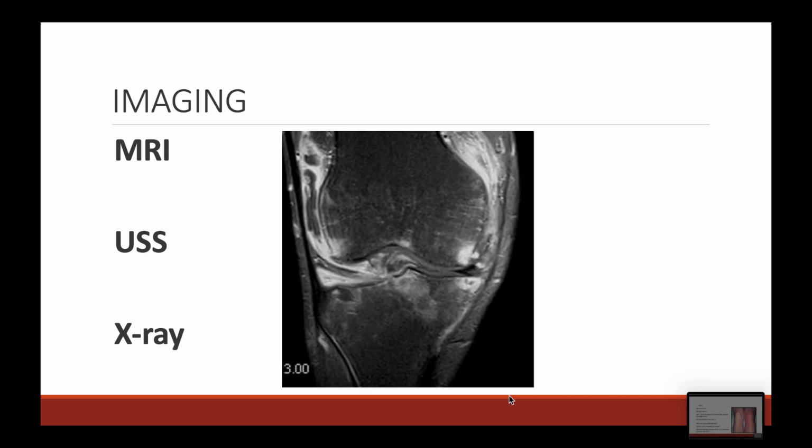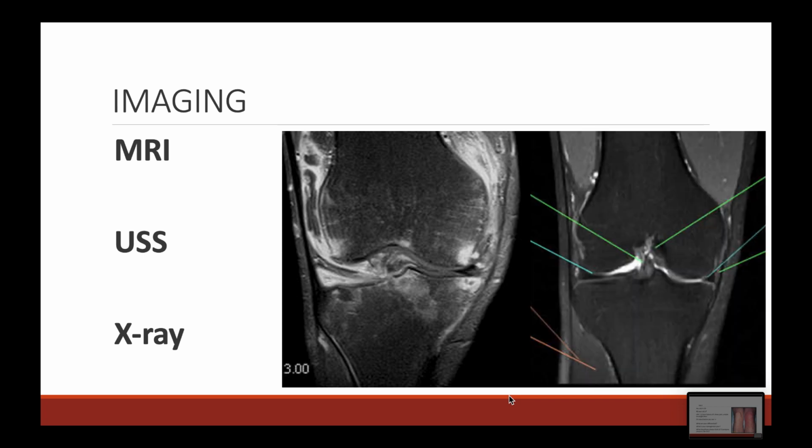So here you can see left and right. The right side picture is a normal picture, and the left is a bad X-ray. You can see that there's a lot of inflammation. The joint itself just doesn't look very healthy.